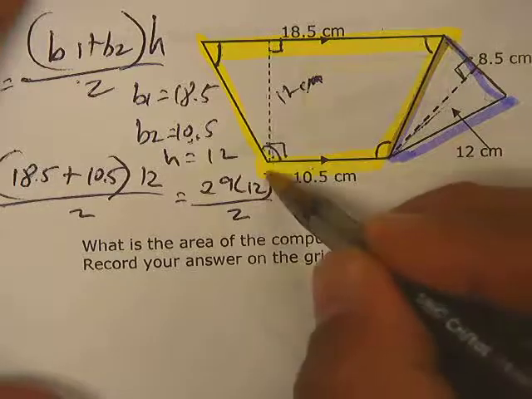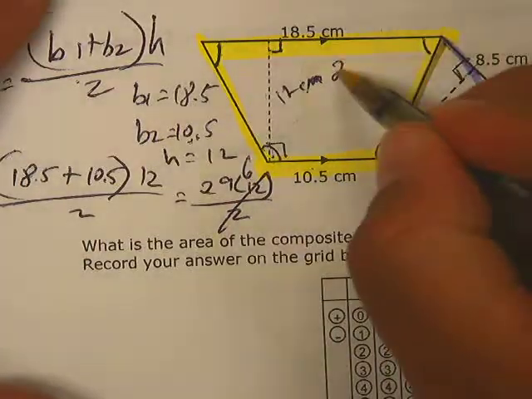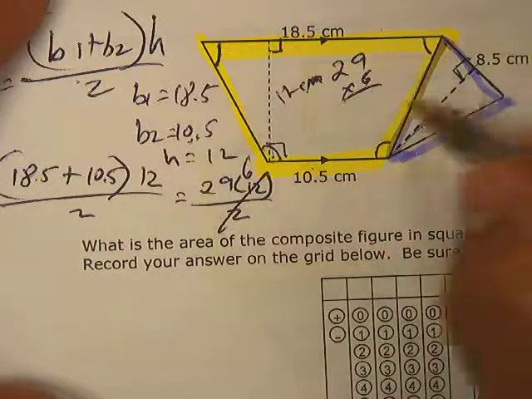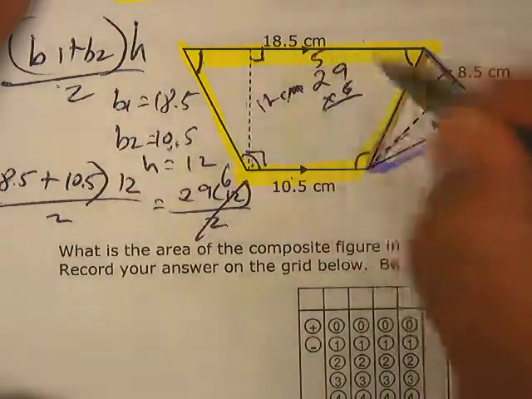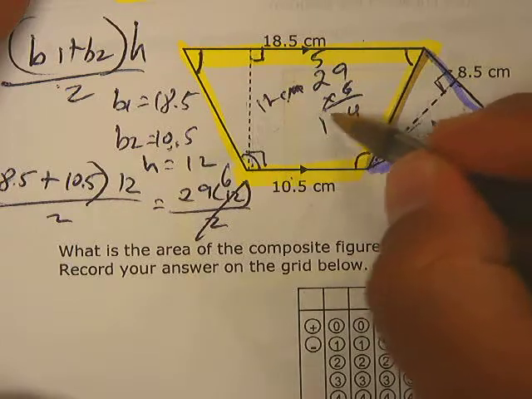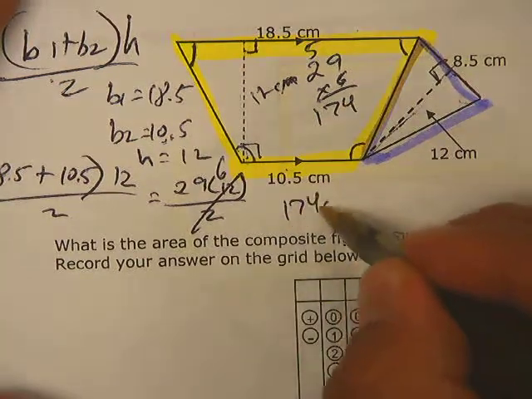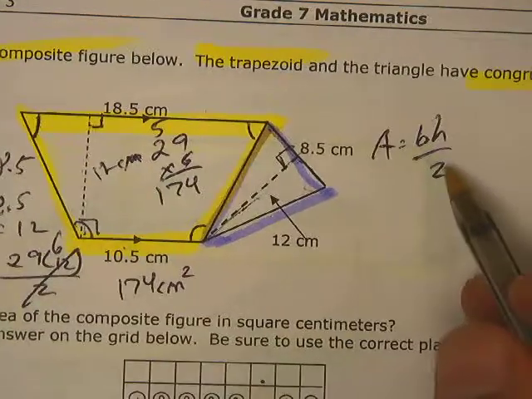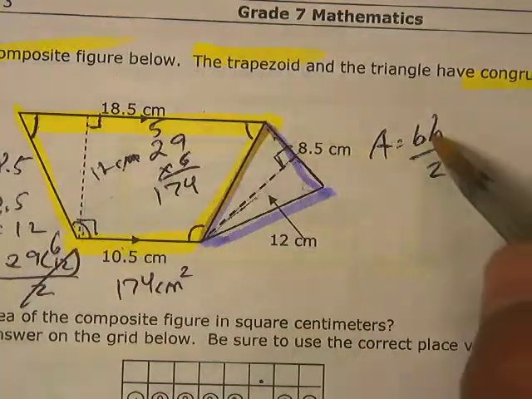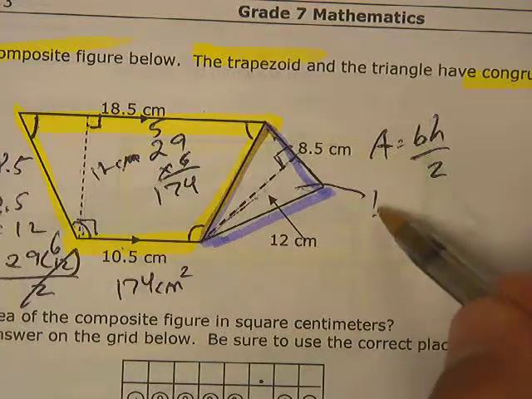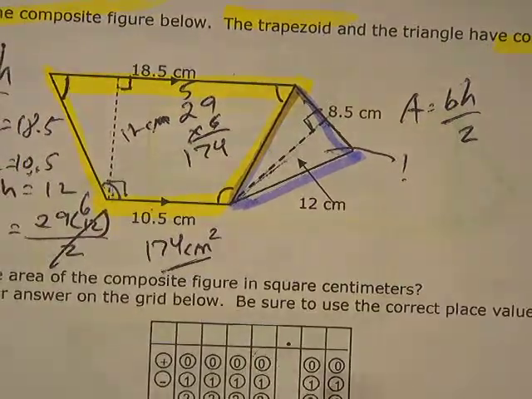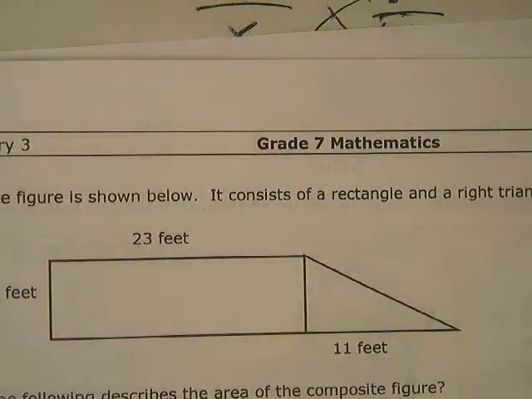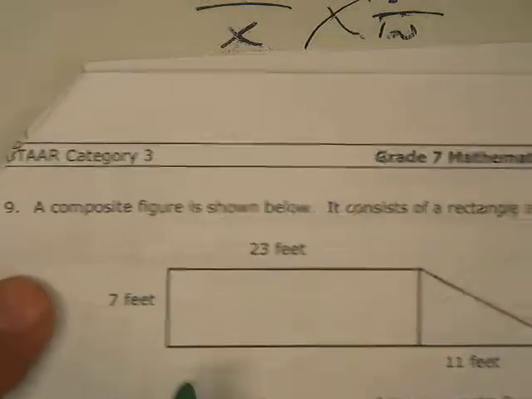And so now 18.5 plus 10.5 is 29. 29 times 12 divided by 2. Okay, 29 times 12 divided by 2. And so now, can you mentally divide 12 divided by 2? You should say that's 6. And so then 29 times 6 will give me the area of this trapezoid. 9 times 6 is 54. 6 times 2 is 12 plus 5 is 17. So then my trapezoid is 174 centimeters squared.